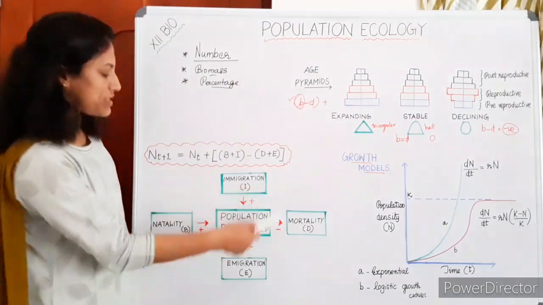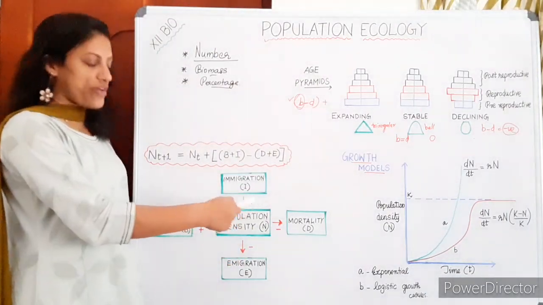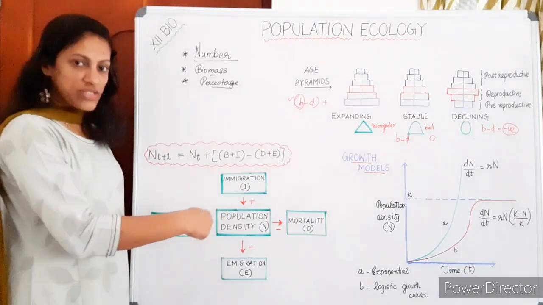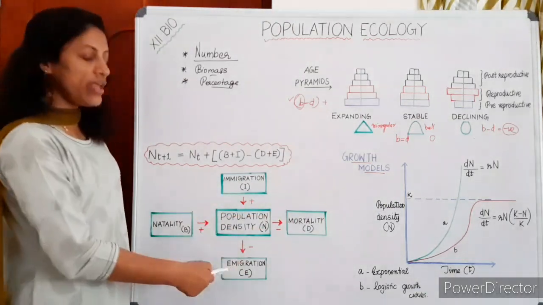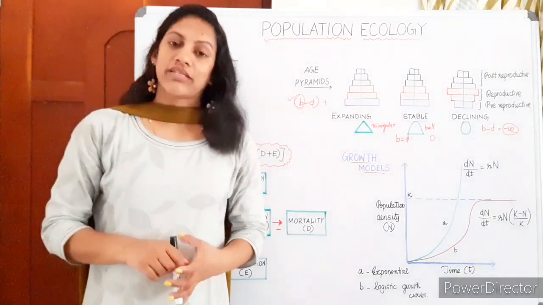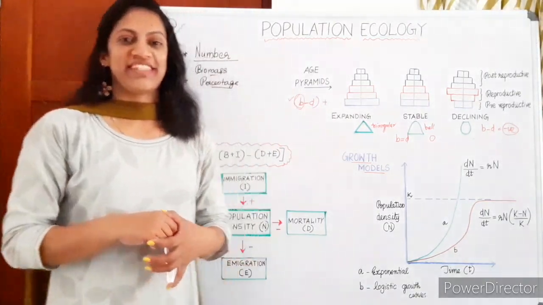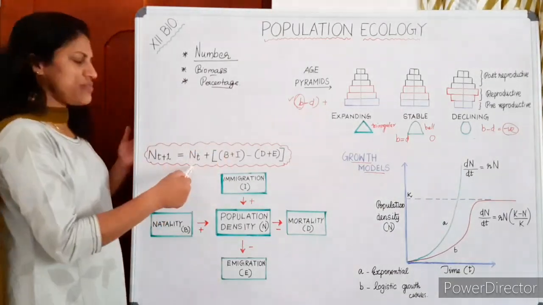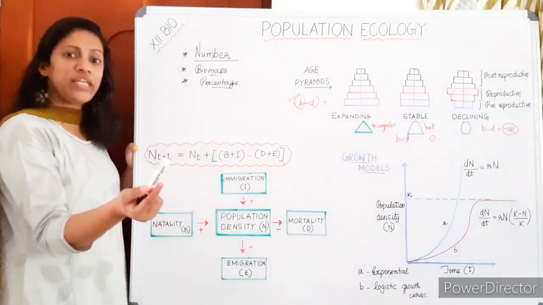Okay, so this is the representation. Population density: plus factors are natality and immigration. Then mortality and emigration are minus, negative factors, which decrease population density. So here there is an equation, a very simple equation. You know it very easily.